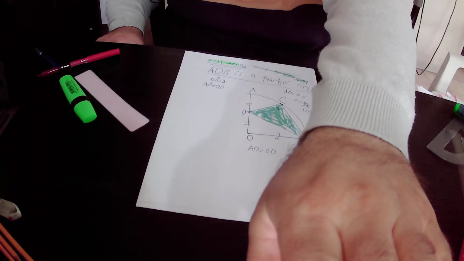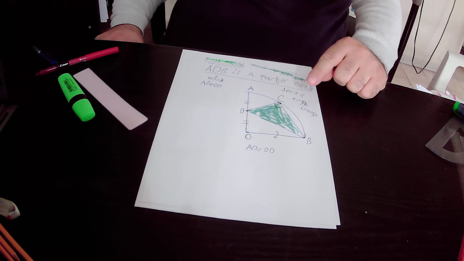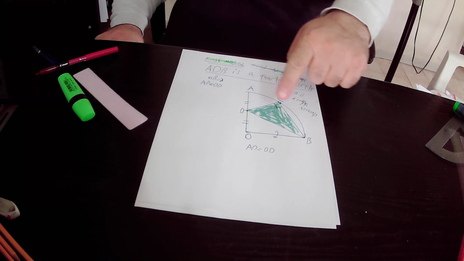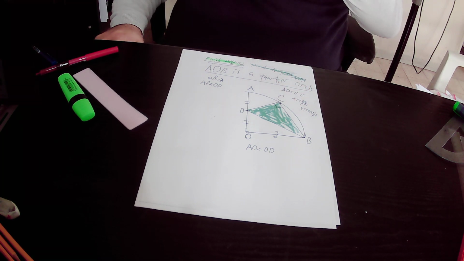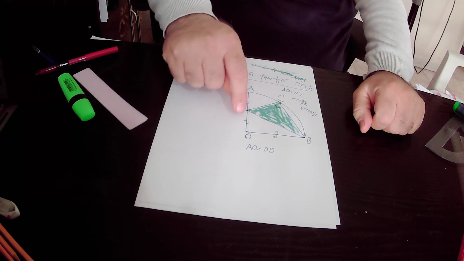Now, in this lecture, we find out the area of the blue shape using two different methods. In the drawing, we have a quarter circle. We know that side OB equals 2 units. We also know that AD equals DO.